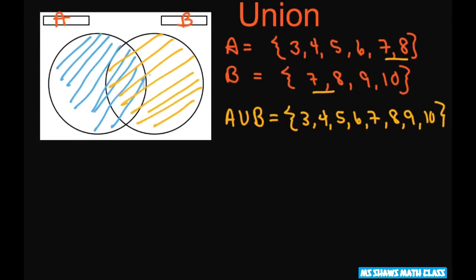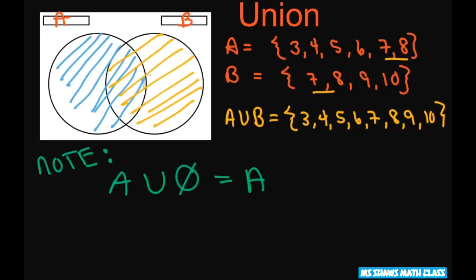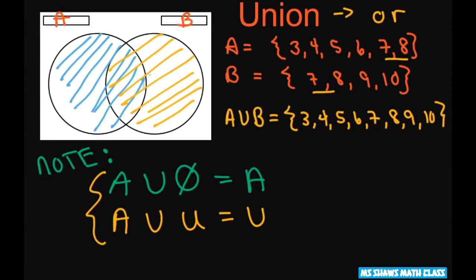All right? And we're going to make a note that A or the empty set equals A. There's a big note here. Remember, the union, you can also read that as or. And then also A or the universal set is going to be the universal set. So it's always the bigger set. We need to know those for set theory.